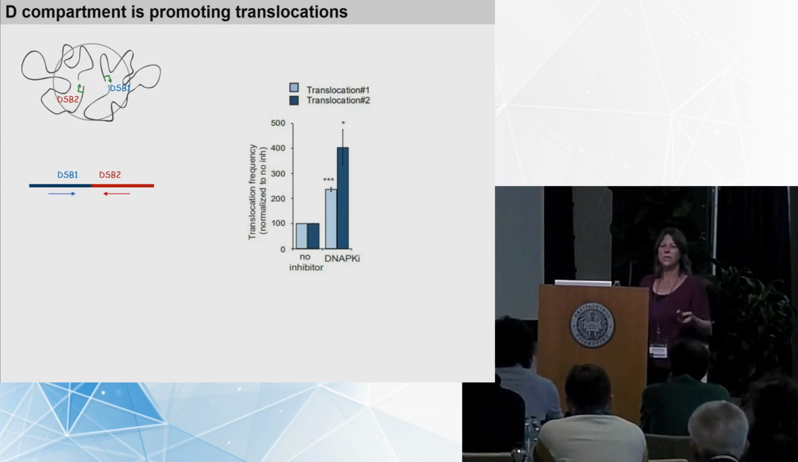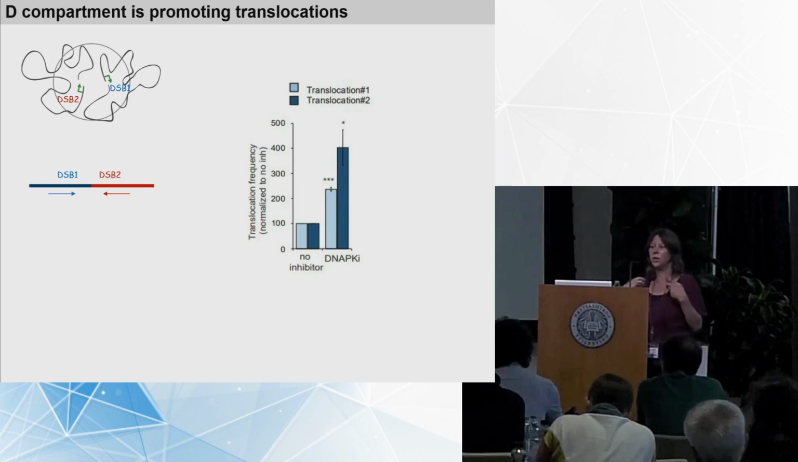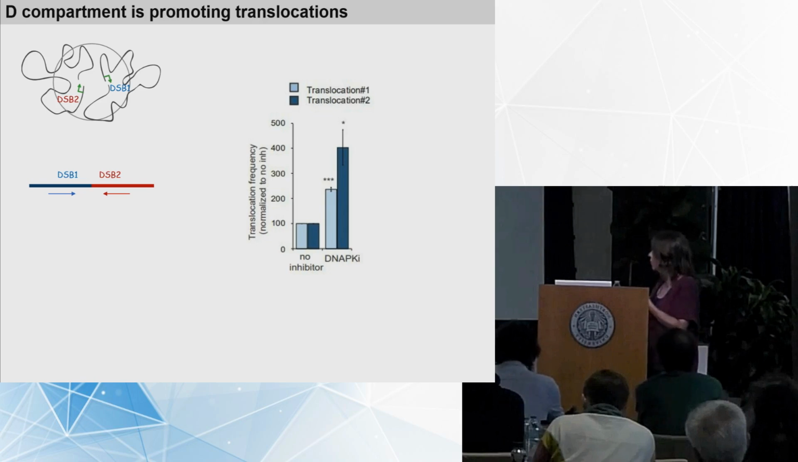So that provides a function, if you want, to the DSB clustering. That was one of the main questions: why the hell would DSBs cluster together? So what we think is that it contributes to optimally activating the DNA damage response and the checkpoint. But it comes with a problem. It has a drawback, which is that it promotes translocation.